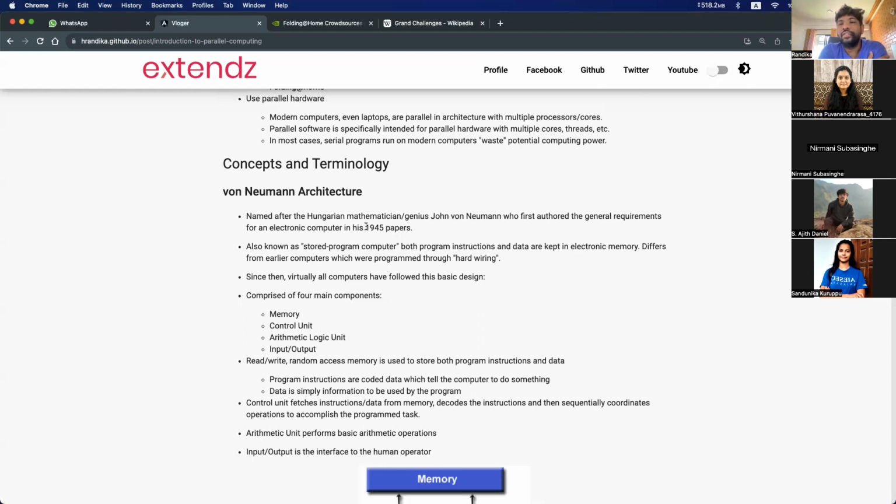So in a nutshell, in most cases, serial programs running on a modern computer are a potential waste of computing power. If you have the capabilities of running things on a parallel computer, but you are using a serialized way of doing these things, you're potentially wasting your computing power.